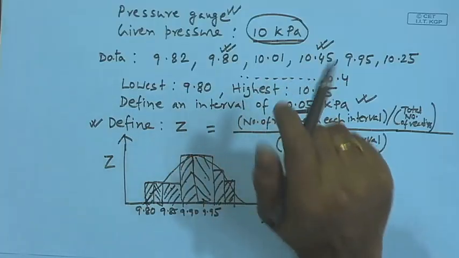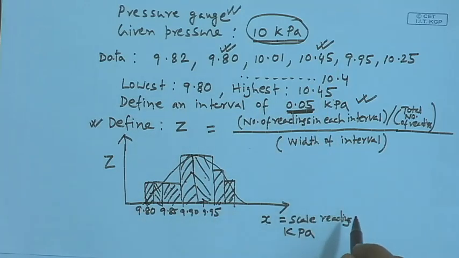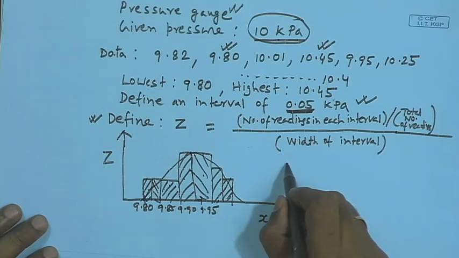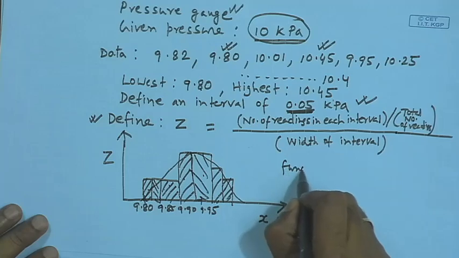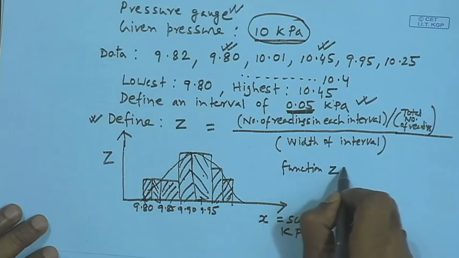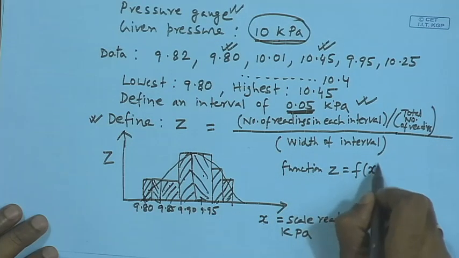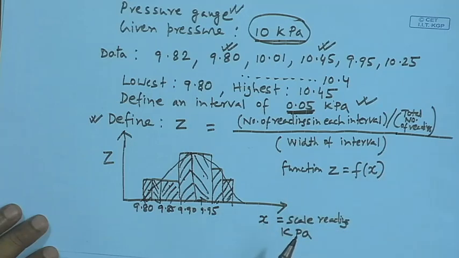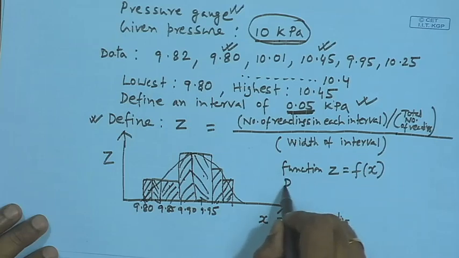Now, if we take this limiting abstract case as a mathematical model for the real physical situation, then the function z equal to f(x) is called the probability density function.